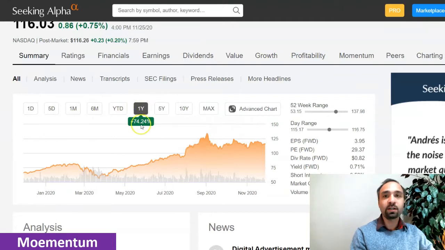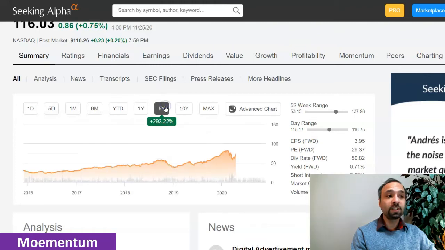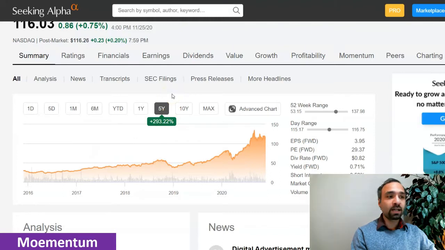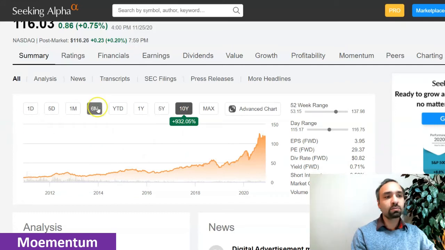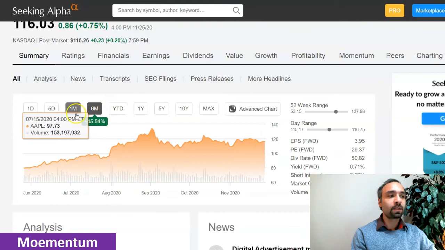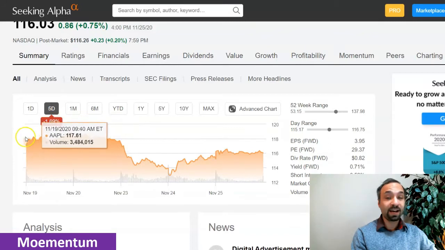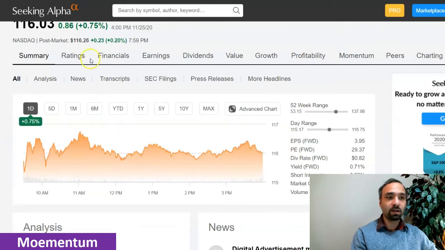For example, over the past 1 year, investors in Apple stock have seen a 74.24% return. If you scroll to 5-year, in the past 5 years, Apple stock has had a tremendous run, showing 293.22% return. The 10-year return has been a massive 932+%. You could also play with this, of course, go 6 months, 1 month, 5 day. For example, here is showing negative in the past 5 days, past week, so to speak, the stock price has gone down by 1.69%, as well as one day, as we saw earlier on.